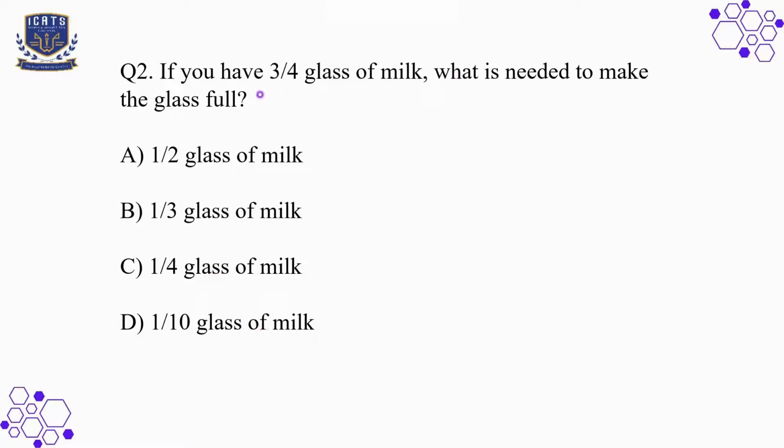So here we can see that 3 by 4 of the glass is already filled. So what is remaining? Out of 4, if we subtract 3, it's 1. So it means that 1 by 4 is needed to fill the glass. So we will select option C here.